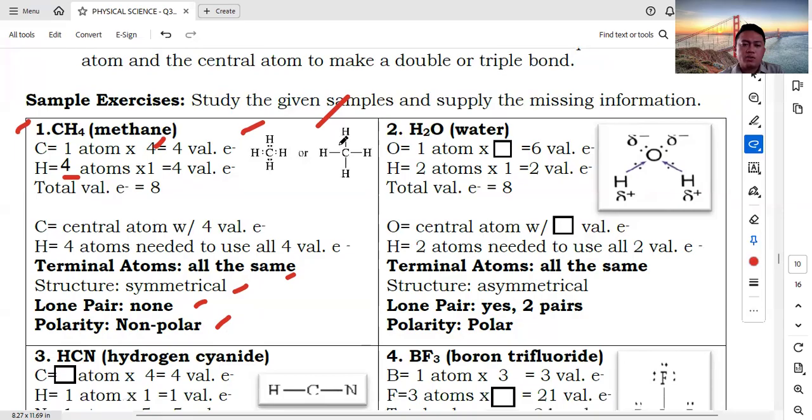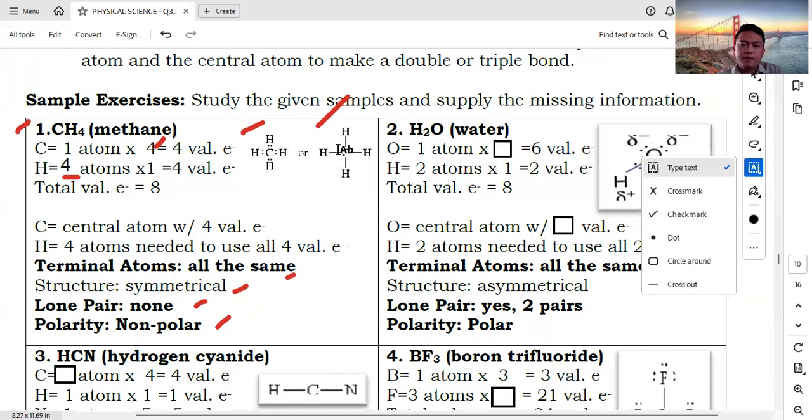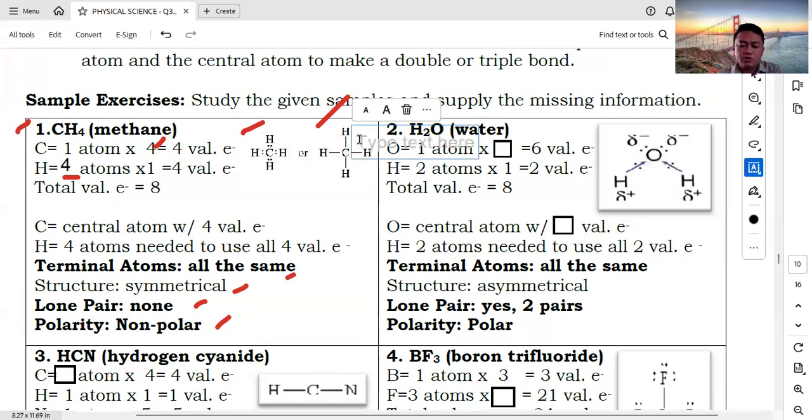Ay pila ganito ang ato ang electronegativity sa carbon. Carbon has 2.5. Okay, carbon has 2.5 and your hydrogen has 2.1.